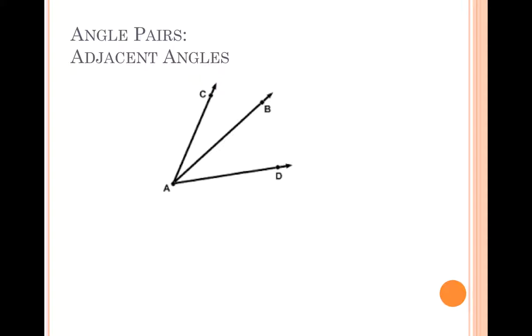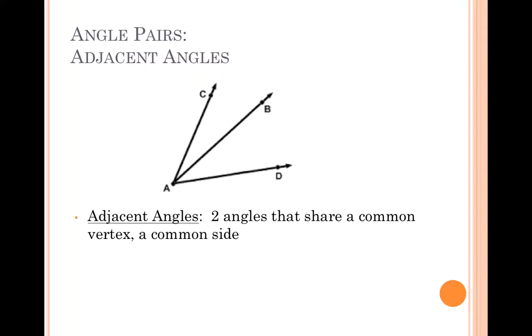Now, what does the word adjacent mean? You guys are so smart. Adjacent means next to. So adjacent angles are two angles that are right next to each other. In the formal definition, two angles that share a common vertex, so they must have the same vertex, and they must share a common side of the angle.